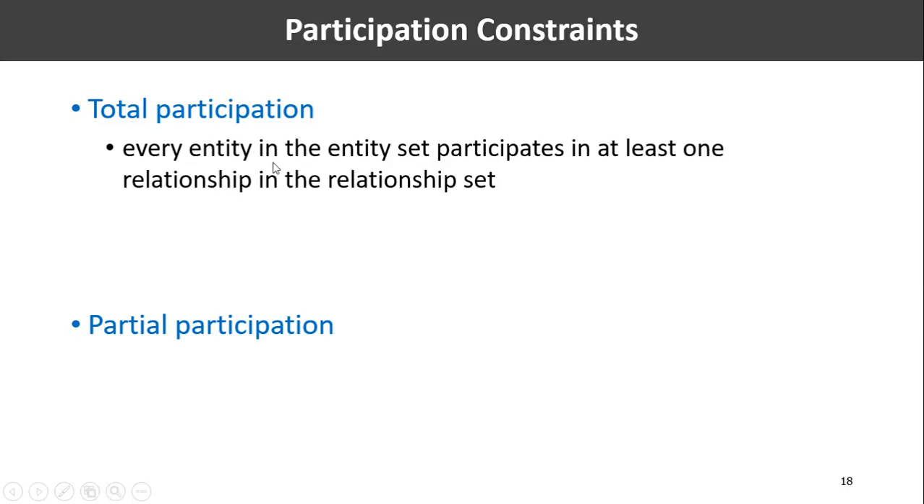If every entity in the entity set participates in at least one relationship in the relationship set, then we say that it is total participation. I'll repeat: every entity in the entity set participates in at least one relationship in the relationship set, then we say that it is total participation. So let us see the example now.